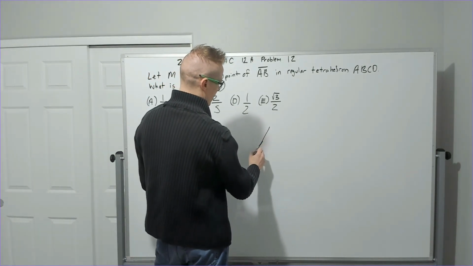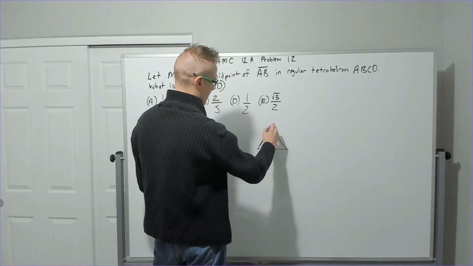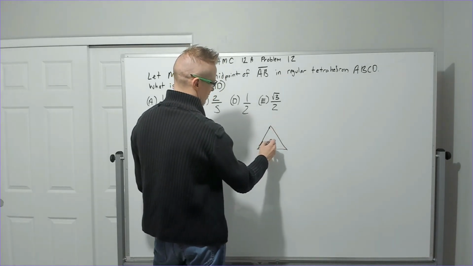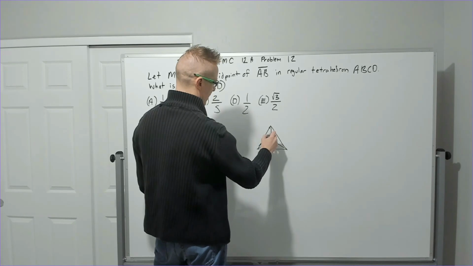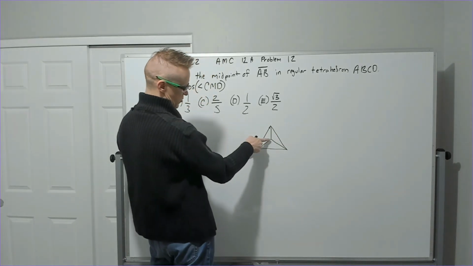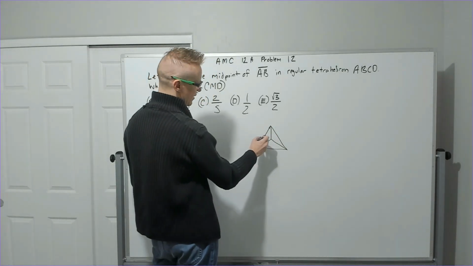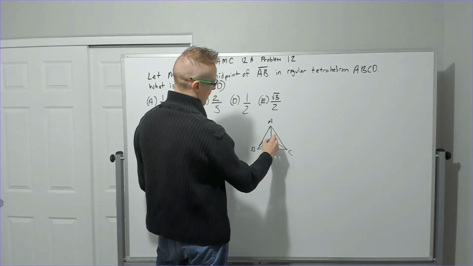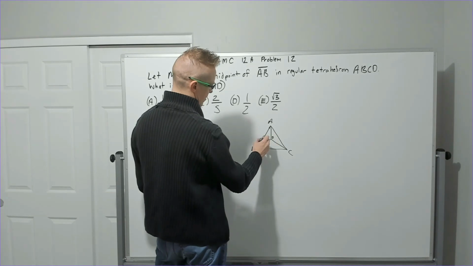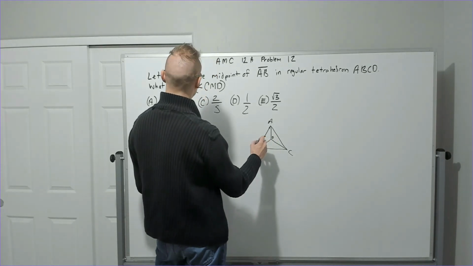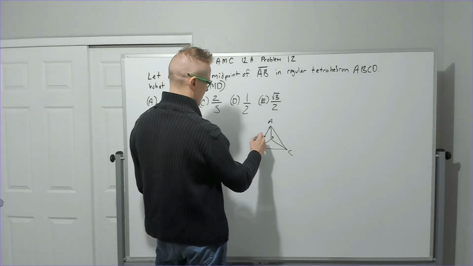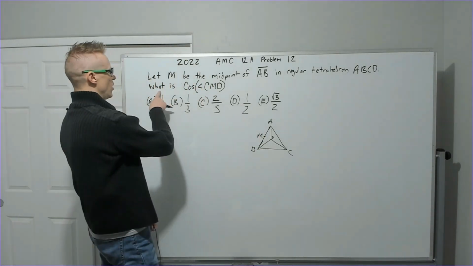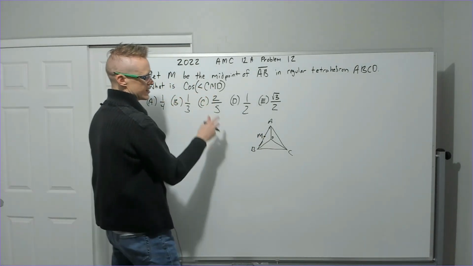I'm going to draw here something like this, and I'm going to just do it like a straight down view, I think. I don't know why. This is raised off the board, if you will. We'll call this A, B, C, and D will be up there. M is the midpoint of AB, as it says. Okay, what is the cosine of angle CMD?